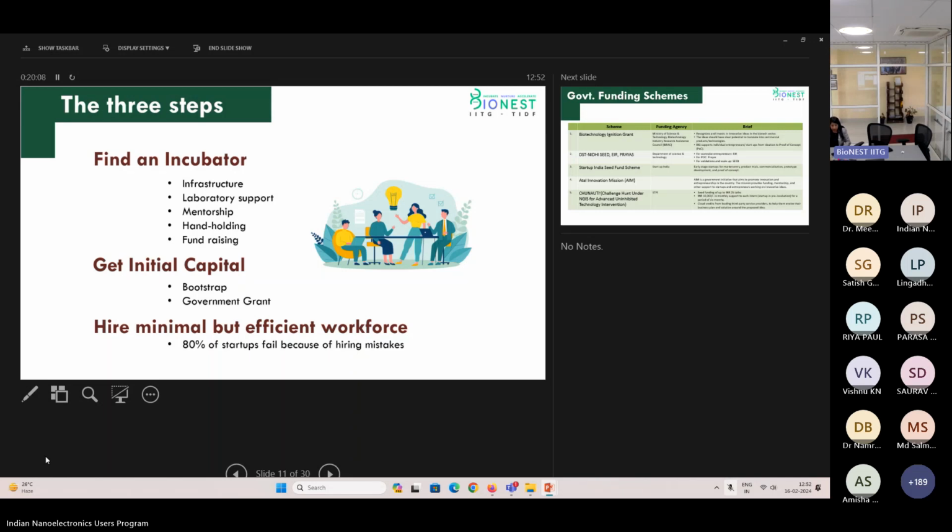Can you move to the next slide? So I'll just tell you briefly what the different government schemes by the Indian government are. Can you move to the next slide?